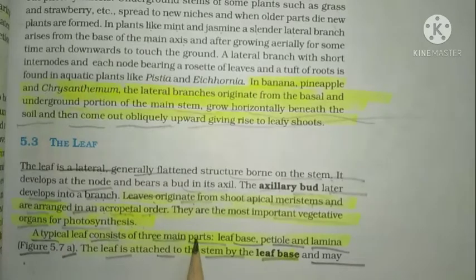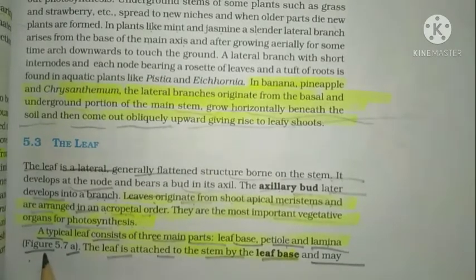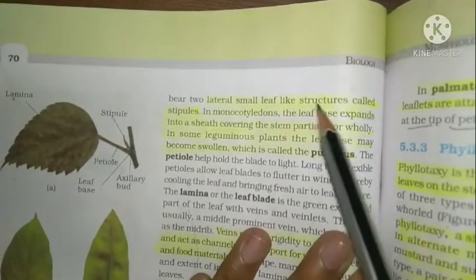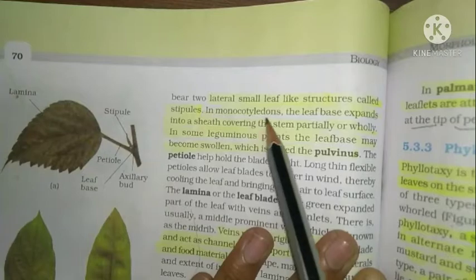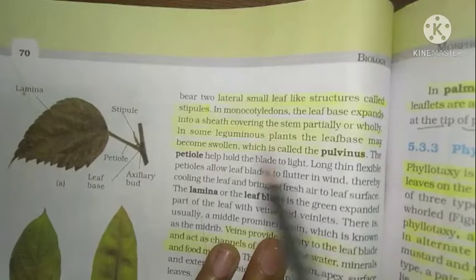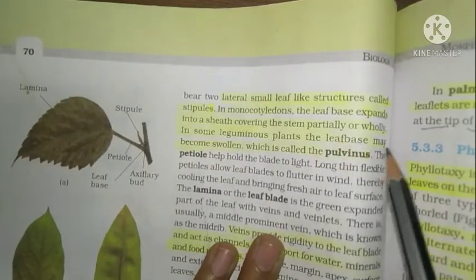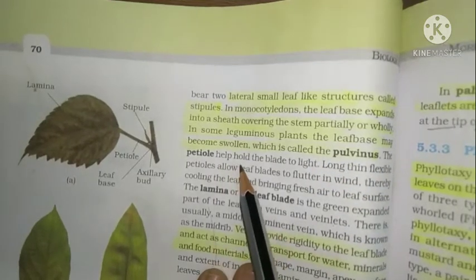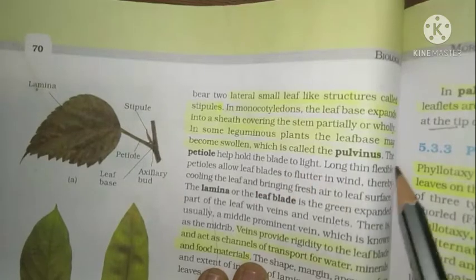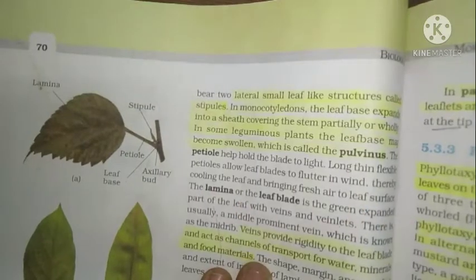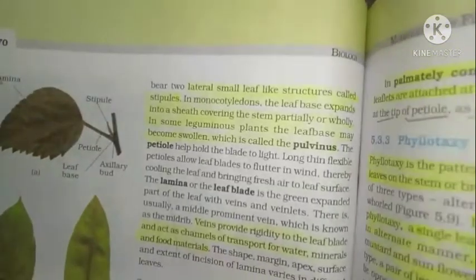A typical leaf consists of three main parts: leaf base, petiole and lamina. In figure 5.7a, the leaf is attached to the stem by the leaf base and may bear two lateral small leaf-like structures called stipules. In monocotyledons, the leaf base expands into a sheath covering the stem partially or wholly. In some leguminous plants, the leaf base may become swollen, which is called the pulvinus. The petiole helps to hold the blade to light. A long, thin, flexible petiole allows the blade to flutter in the wind, thereby cooling the leaf and bringing fresh air to the leaf surface.